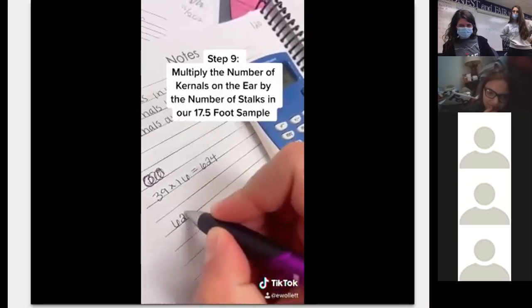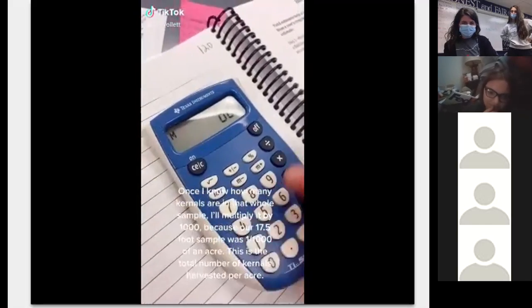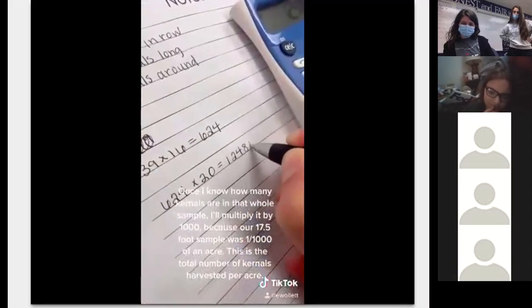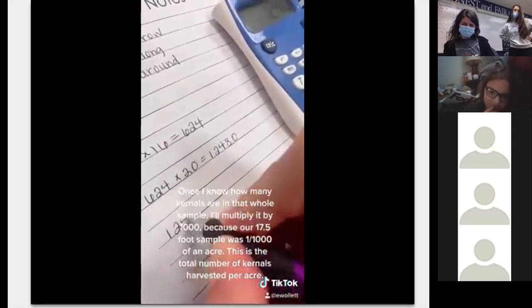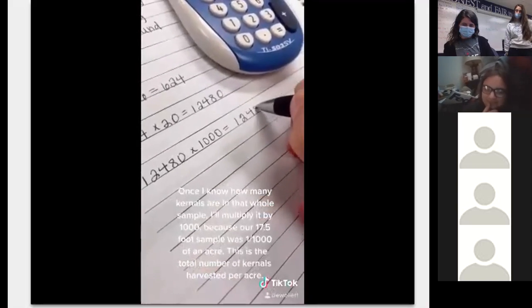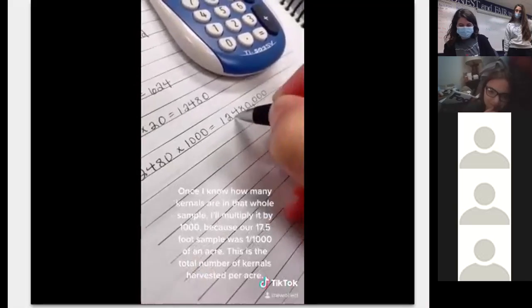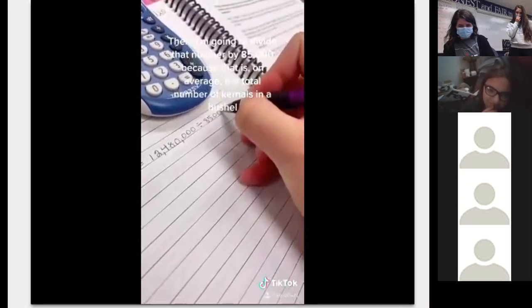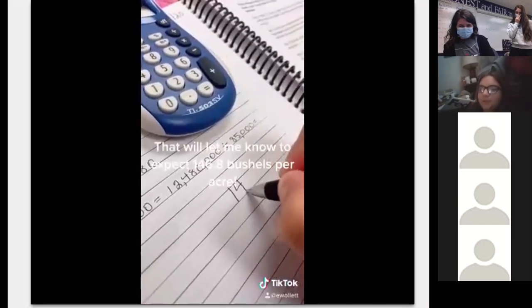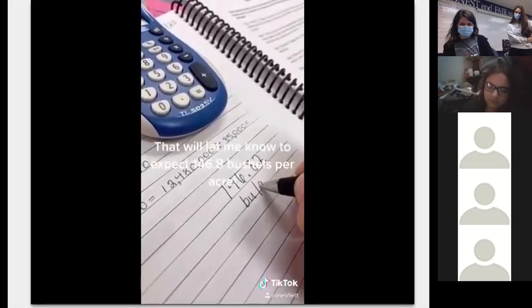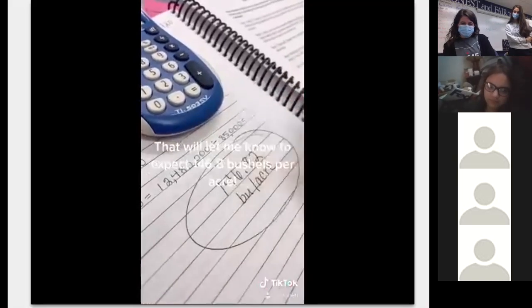Then I'm going to multiply that number of kernels by the number of stalks in our sample. The next thing I'm going to do is go ahead and take how many kernels were in that whole sample and multiply it by 1,000 because our 17.5 foot sample was 1/1000th of an acre. This is the total number of kernels that I'll harvest per acre. Then I'm going to take that number. It's a really big number. And I'm going to divide it by 85,000 because 85,000 is the average number of kernels in a bushel of corn. That lets me know that I can get 146.8 bushels per acre. I'll multiply this by the total number of acres on my farm, and that's my expected yield.